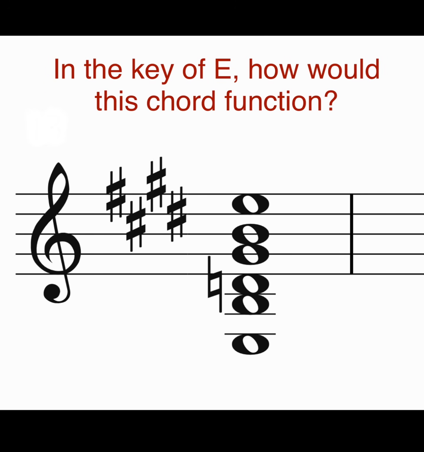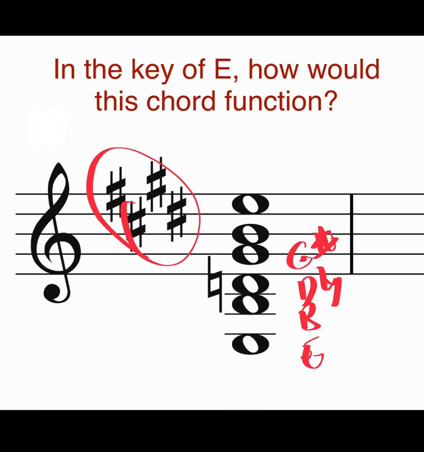In the key of E, how would this chord function? And then together you get this. Okay, so let's figure this one out. From low to high, the notes written are E, B, we have a D natural, we have a G sharp because of the key signature, we have another B, and then finally on top we have another E.